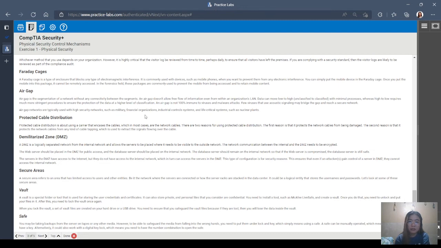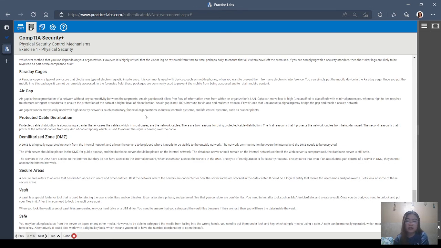The database server should remain on the internal network so that if the web server is compromised, the database server is still safe. The servers in the DMZ do not have access to the internal network, while the internal network can access the servers in the DMZ. This type of configuration is for security reasons. This ensures that even if an attacker gains control of the server in the DMZ, they cannot access the internal network.